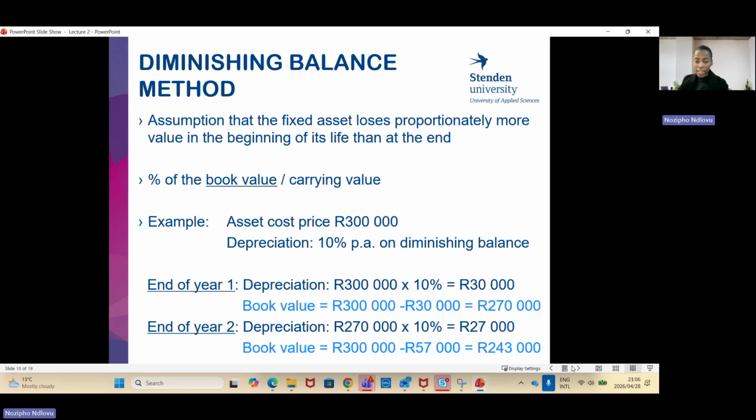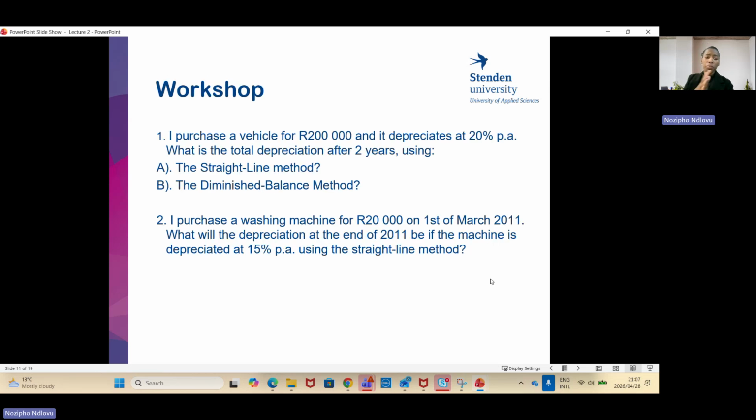So if you do say indeed 270 minus 27, you will get 243,000. Okay. Then we have a workshop that I want you to look into, an activity. I purchased a vehicle of 200,000 and it depreciates at 20% per annum. What is the total depreciation after 2 years using a straight line method? And then the second one, diminishing balance. Stop, pause this video and see if you can answer this.